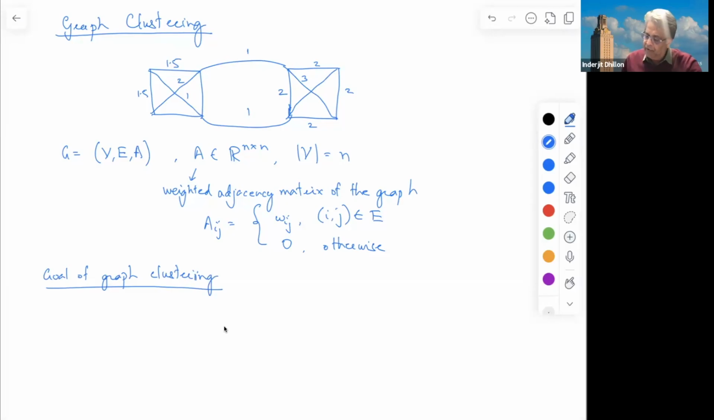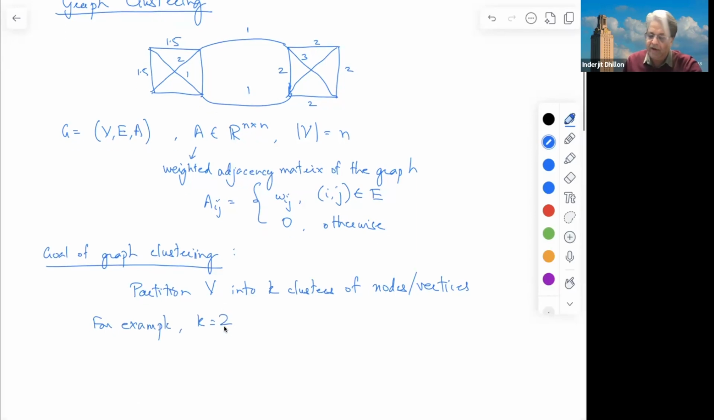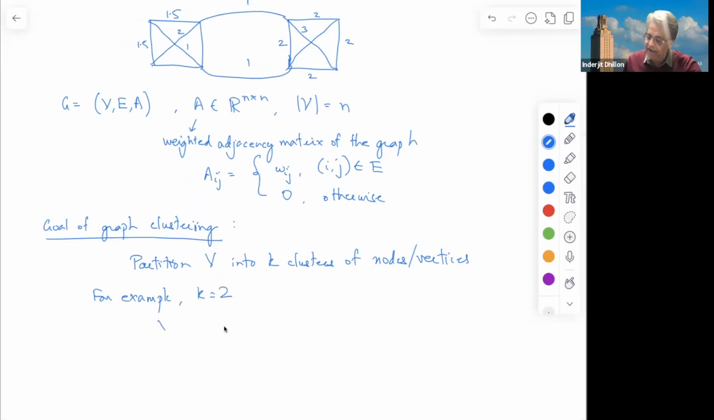In some sense, what we are trying to do is partition the vertex set V into K clusters of nodes or vertices. For example, K could be equal to 2, and then I want to partition V into disjoint subsets, V1 union V2. Since they are disjoint, V1 intersection V2 is the empty set.